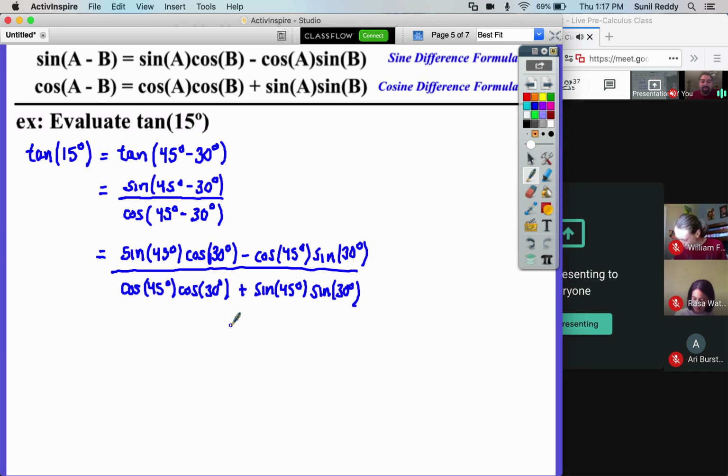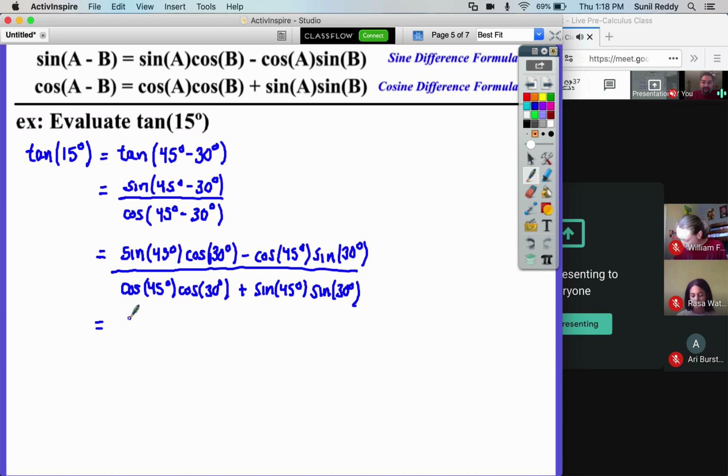Now, a common mistake that students make every year is canceling illegally. So for instance, people see, oh, well, cosine of 30 and cosine of 30 can just cancel each other, for instance. Or sine of 30 and sine of 30 can cancel. But this canceling is illegal because of the subtraction and the addition between the two things. If everything was just being multiplied and divided, then it would be okay to cancel. But because we have addition and subtraction involved, that canceling is illegal. So we can't do that. So instead, at this point, we're just going to evaluate each of these things using our unit circle.